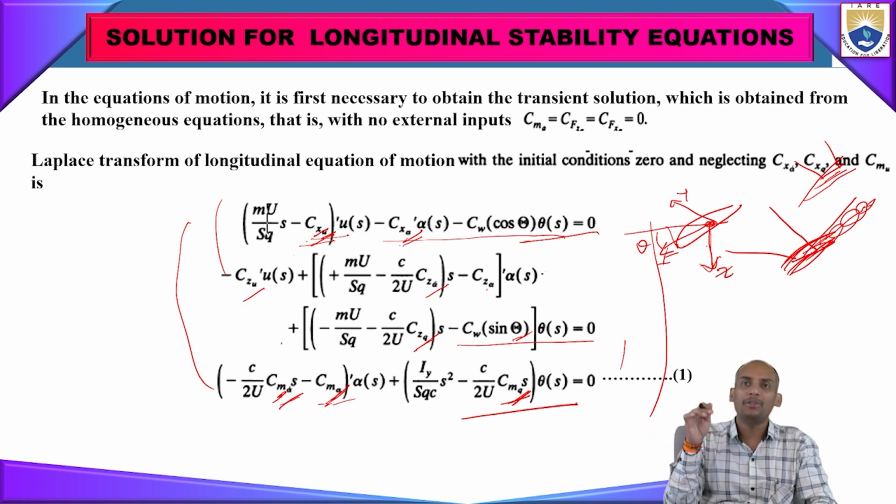By using this equation, we will now see how the elevator deflection, rudder deflection, and stability derivatives will be, I mean how the Cm alpha and Cm q values will be effective in designing aircraft stability.